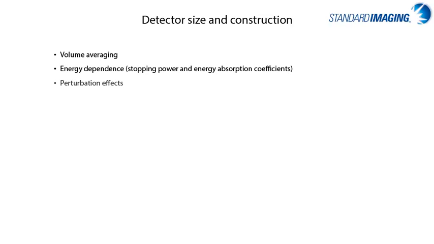With these factors combined, there is a perturbation factor for any detector placed in a field which can exhibit volume averaging, energy dependence, and other perturbation factors which may or may not be uniform across field size, energies, or modalities. We'll consider each of these major effects individually in the coming slides.